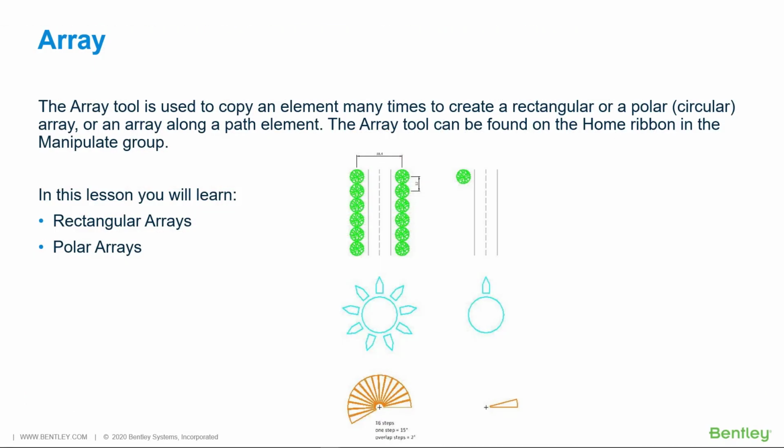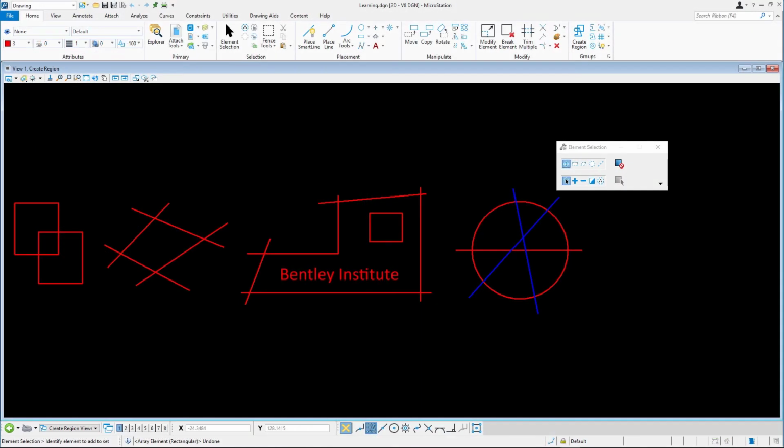The Construct Array tool is used to copy an element many times to create a rectangular or a polar array, or an array along a path element. The Array tool can be found in the Home ribbon in the Manipulate group. In this lesson, you will learn rectangular arrays and polar arrays. Continuing in Learning.dgn, open the Array Elements model.